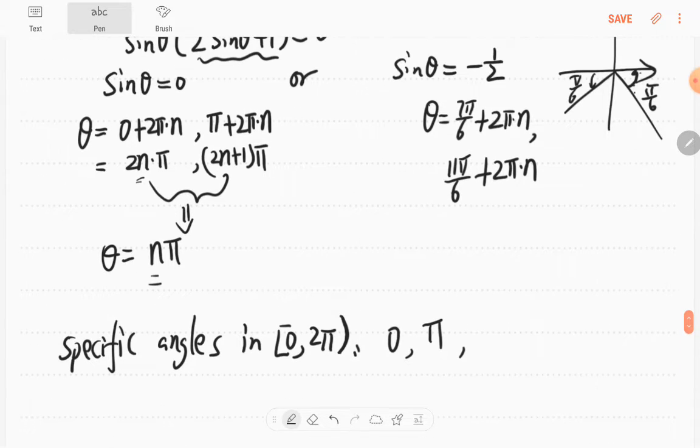And for this one, we can take n equals 0, which is 7 pi over 6. If n equals 1, it's outside 2 pi. For this case, we have 11 pi over 6, n equals 0, and so those are the specific angles.